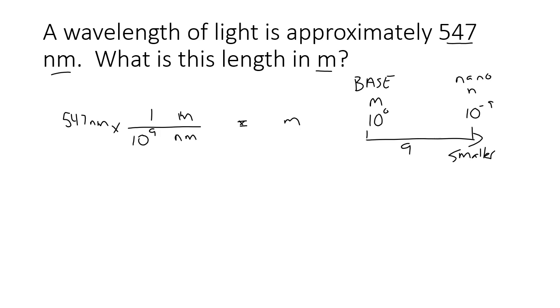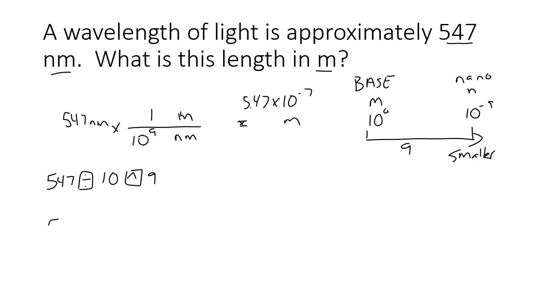I then want to figure out how to type this into my calculator. So I could type this in a few different ways. One way is to type in 547, push the division sign in your calculator, type in 10, and then use the caret button to the 9th power. If I do that, that will give me the right answer, which should be 5.47 times 10 to the negative 7th.